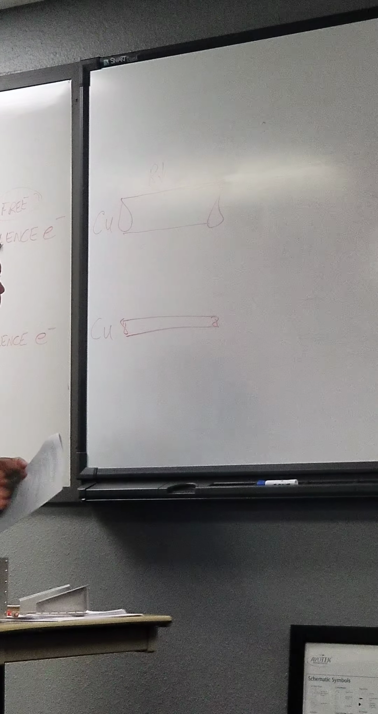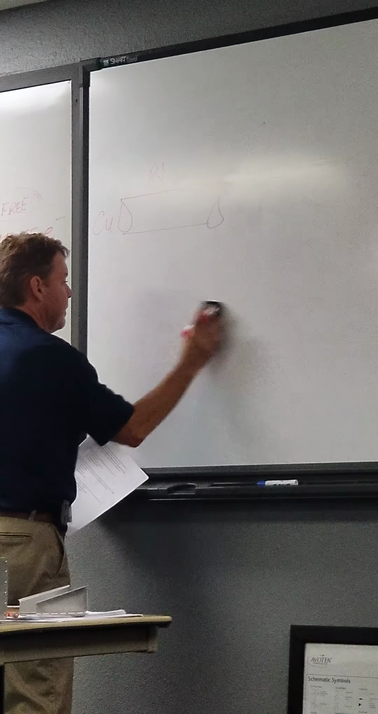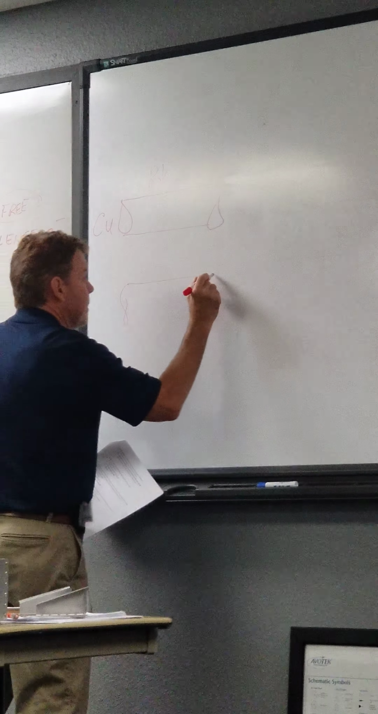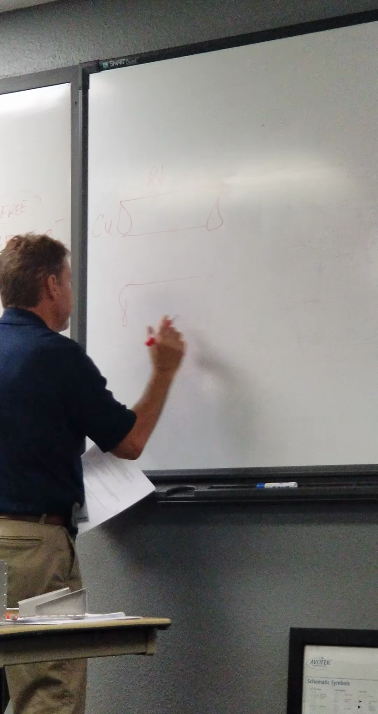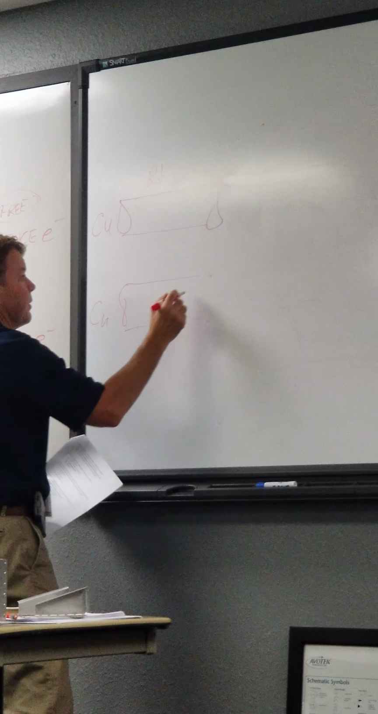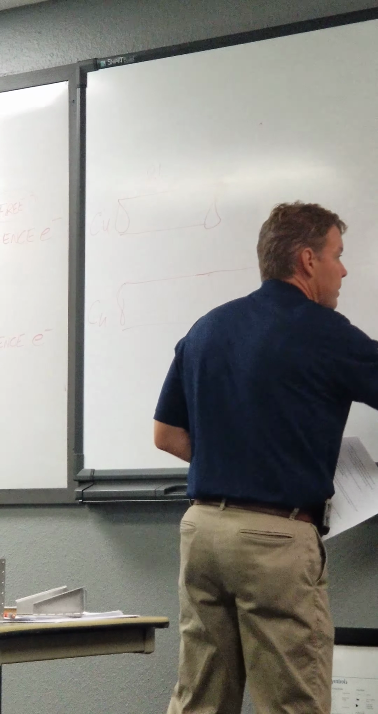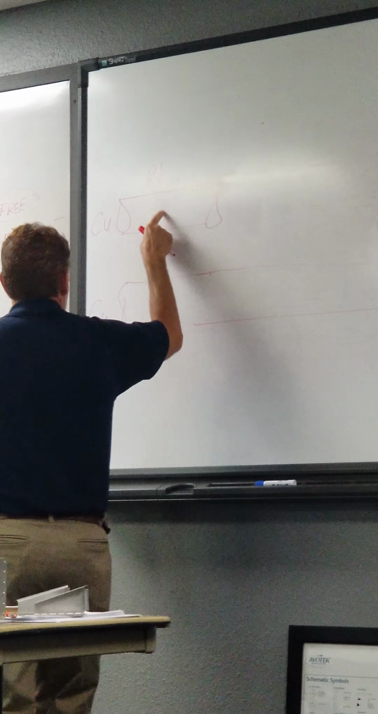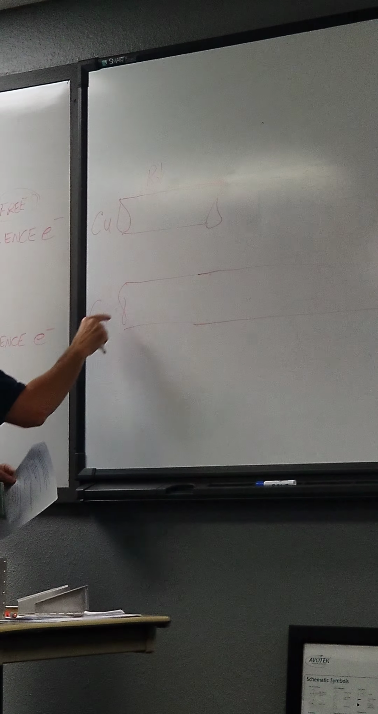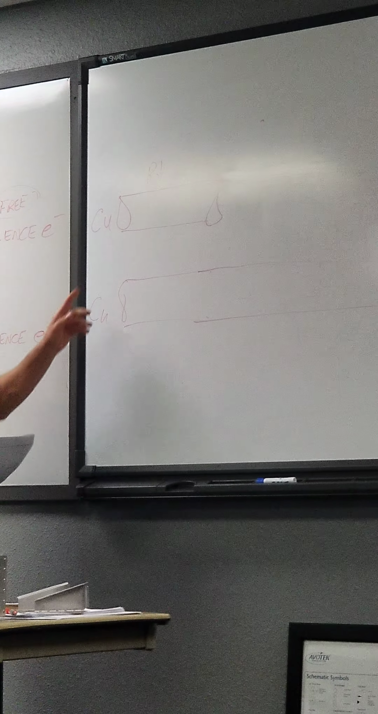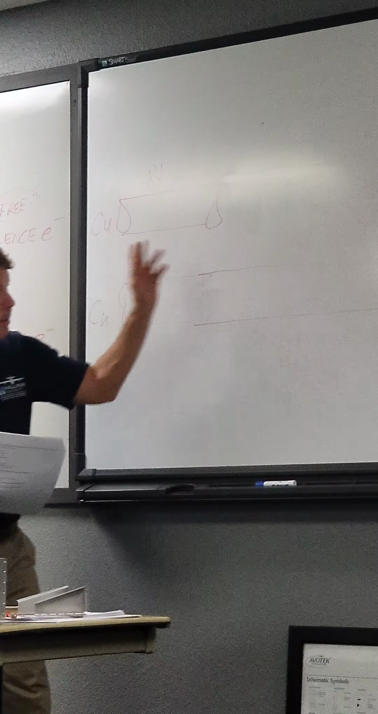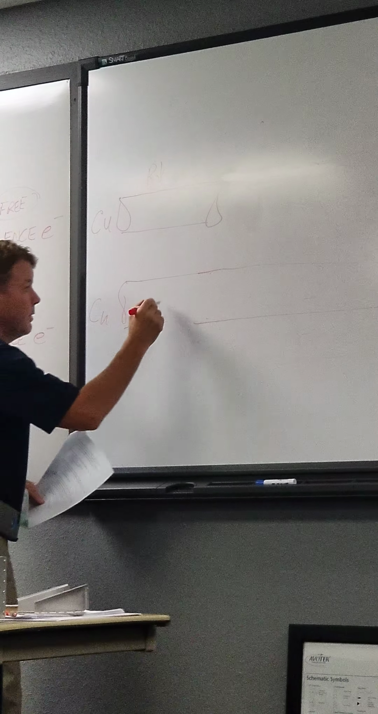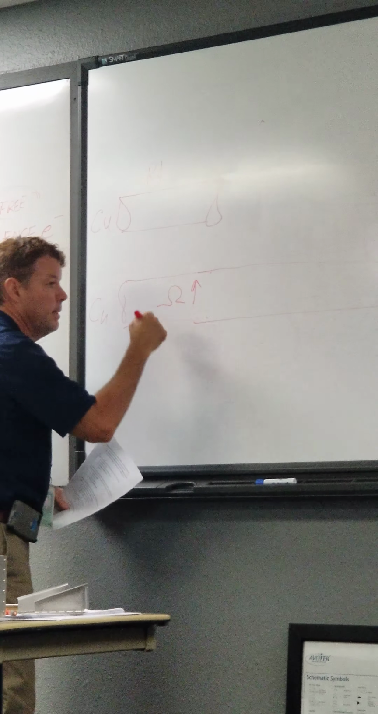Let's say I have two conductors. Diameters are the same, so the cross-sectional area is the same. This one's that long, and this one's several times longer. Which one has more resistance? The bottom one. The resistance is higher because it's longer.